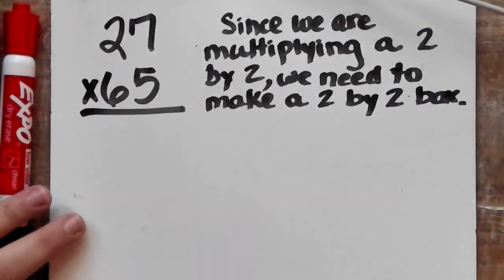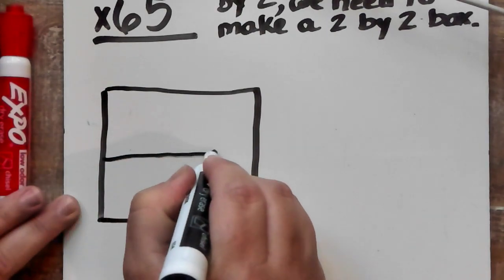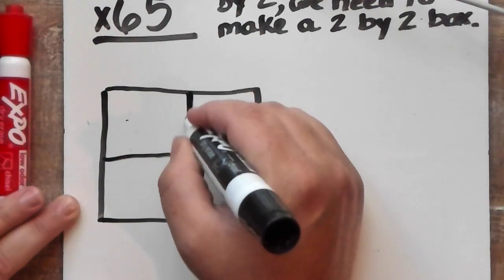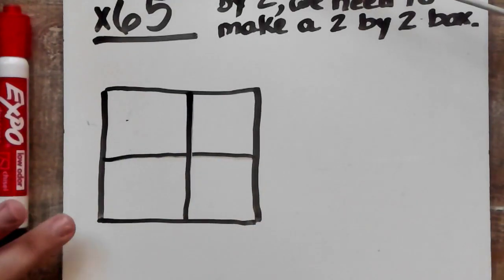Okay, so I'm going to scoot this down just to have a little more room. I'm going to draw my 2. Okay, so I have my 2 rows, and now I have 1 column, 2 columns, so 2 by 2.